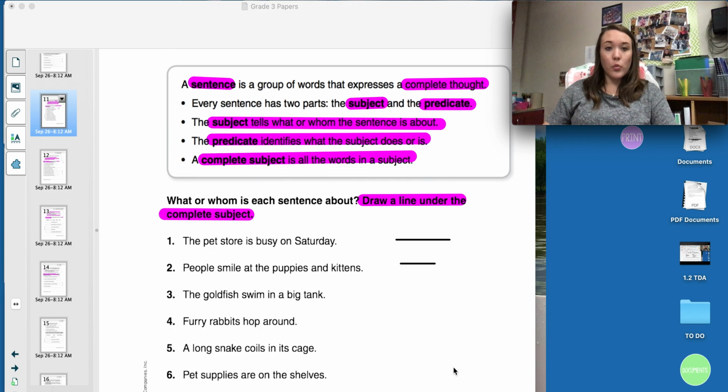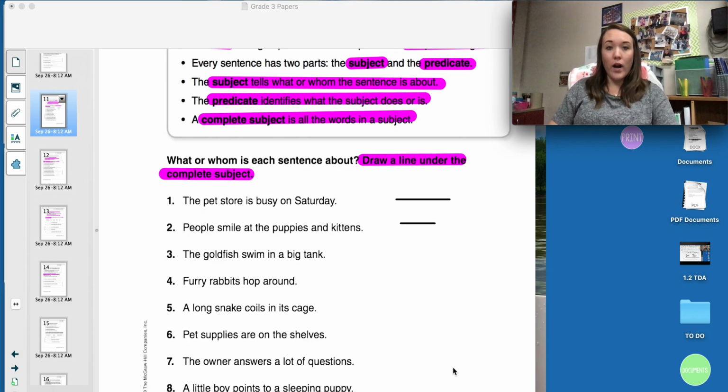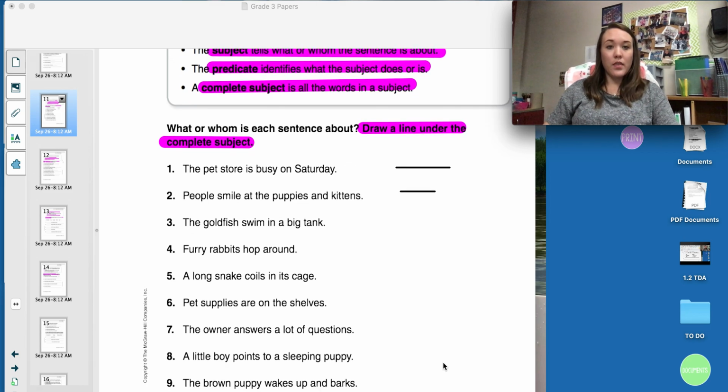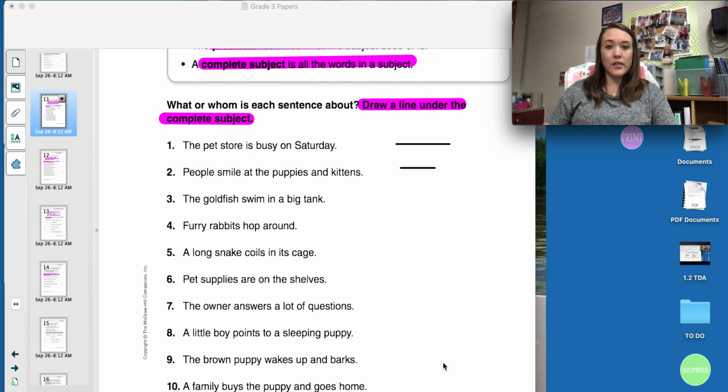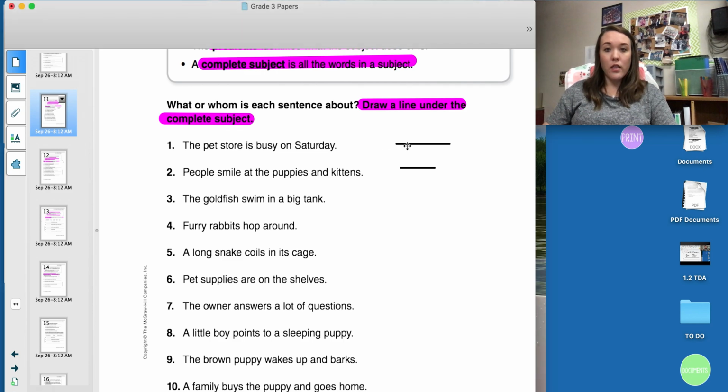On this page, we are going to identify what or whom each sentence is about. We are going to draw a line under the complete subject. Let's do two examples together. The pet store is busy on Saturday. I need to ask myself, what or whom is this sentence about? This sentence is about the pet store. So I am going to underline the pet store.